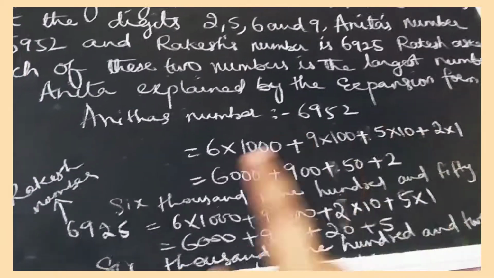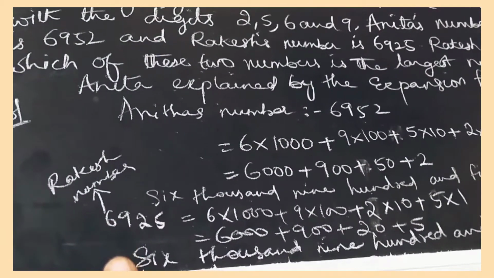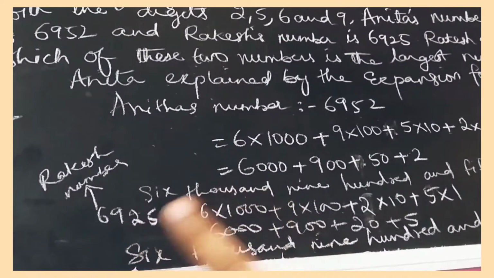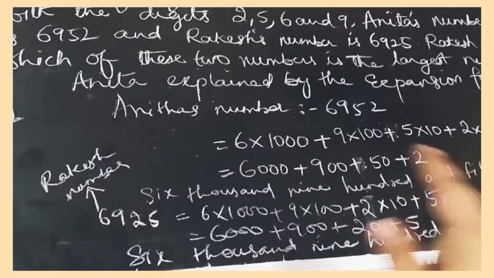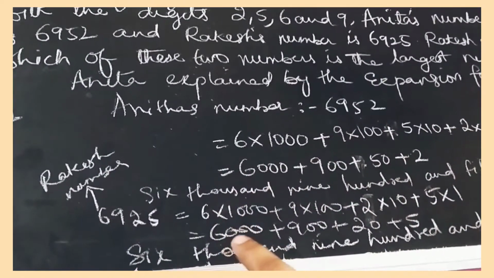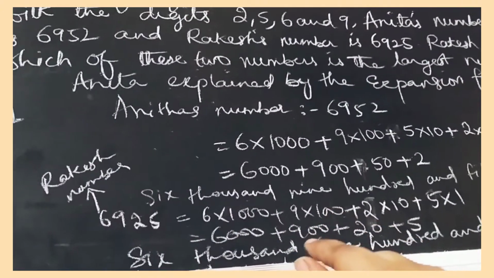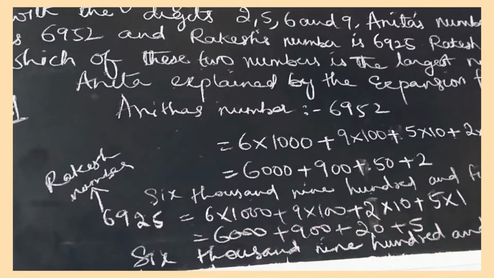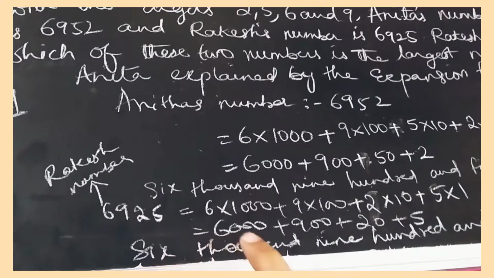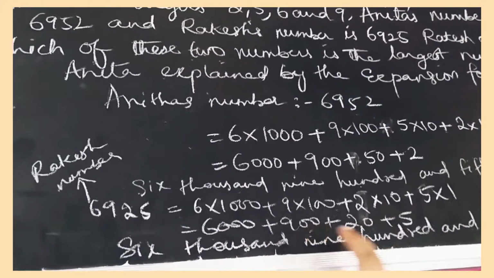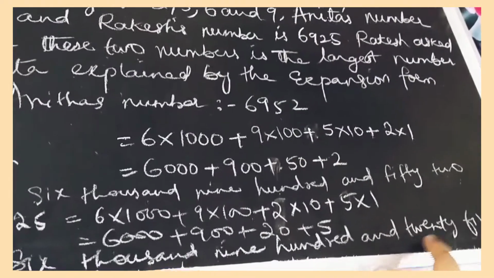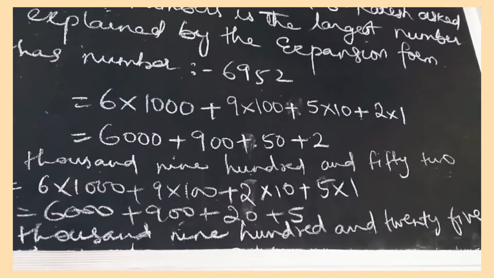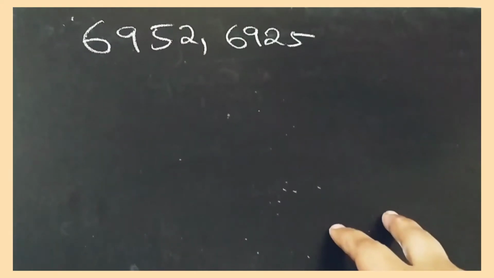The next number is Rakesh's number, 6925. Again, write 6 into 1000 plus 9 into 100 plus 2 into 10 plus 5 into 1. That is 6000 plus 900 plus 20 plus 5, and 5 ones are 5. So it can be written as 6925. We have written it in expansion form.